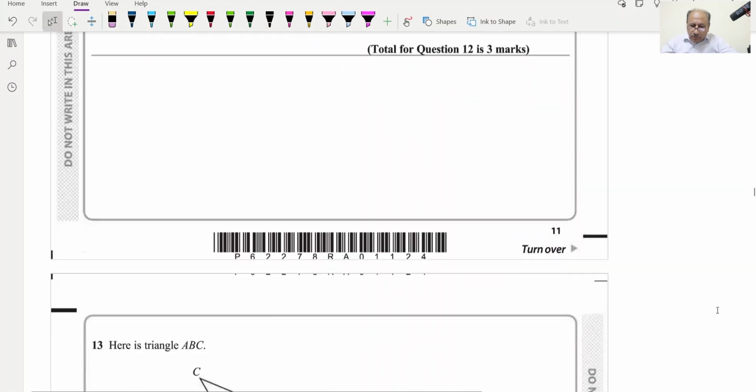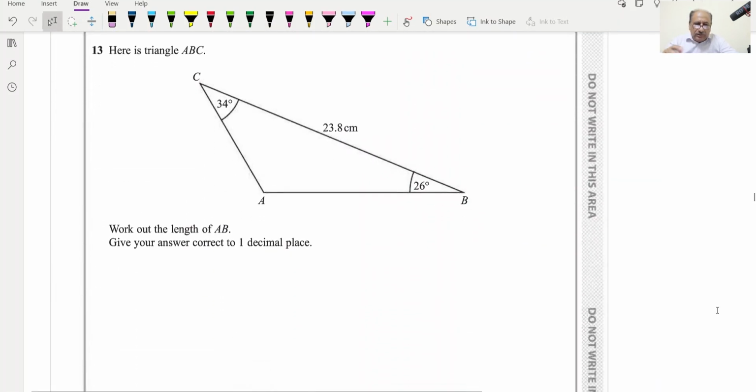So that is a 1 mark part. Now question number 13. Here is triangle ABC. Work out the length AB. AB length is this side. Give your answer correct to 1 decimal place. So first of all we need to find this angle. We will find this angle because two angles are provided.